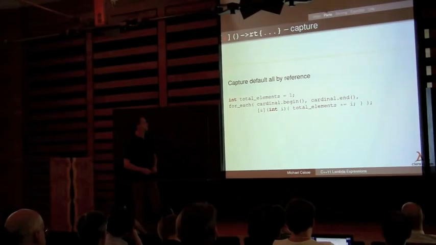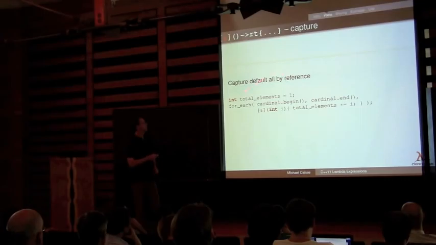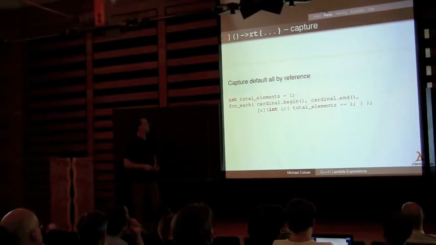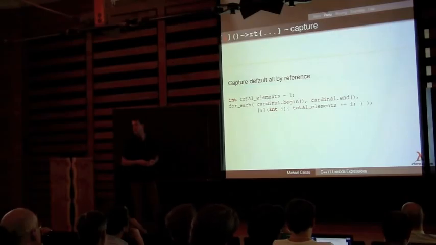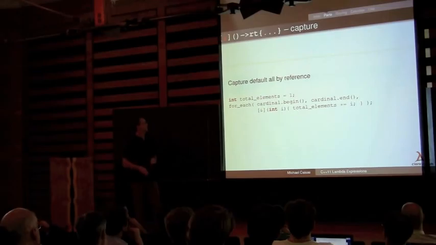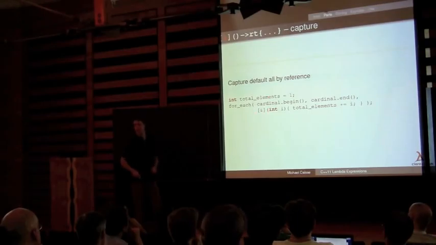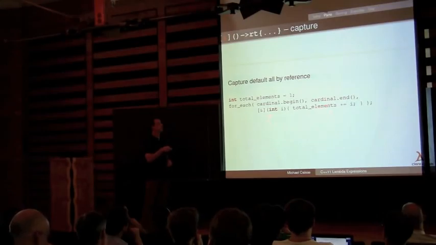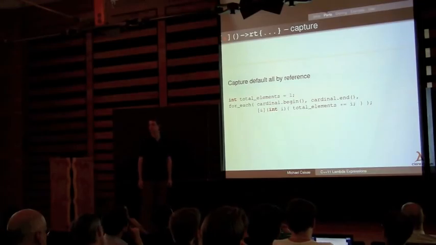Let's take a look at a couple of these. Previously, we had total elements in here. Instead, this time, we actually have capture all by reference. And so within this scope, and we'll talk about what that means in a little bit, we're going to capture total elements as if we had listed it inside of our actual capture. So this is going to capture total elements by reference, and we can do our multiply equals, and we'll do exactly what we need.